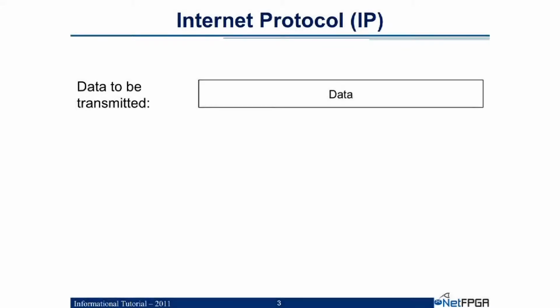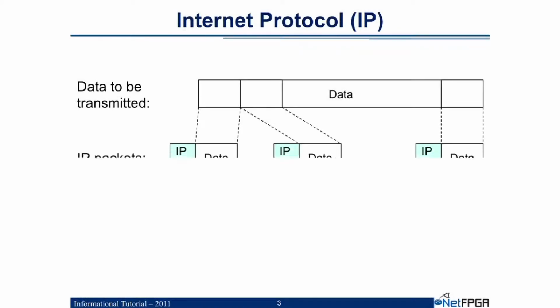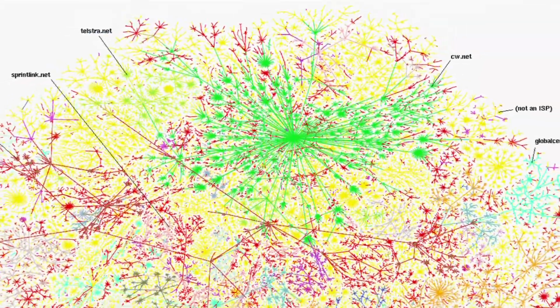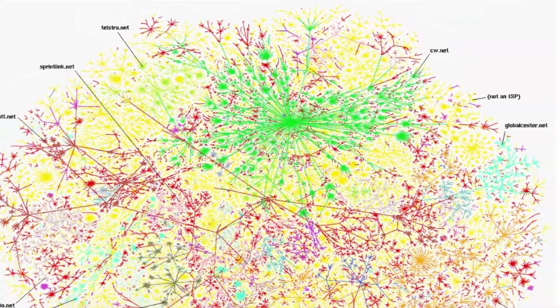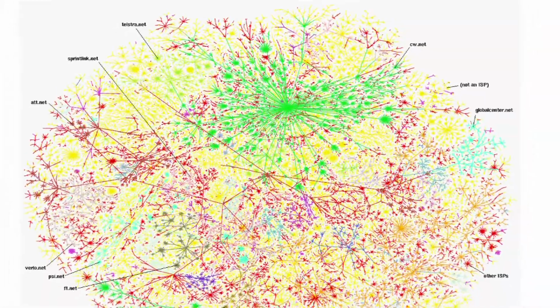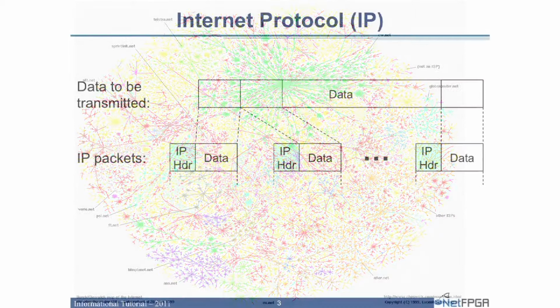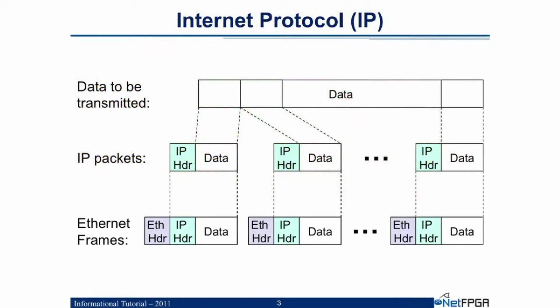IP transmits data in discrete packets. A message to be transmitted between two computers is subdivided and placed inside one or more packets. Each packet contains an IP header and the data being transmitted. The Internet itself interconnects many different networks, which use different underlying networking technologies, such as Ethernet. IP packets themselves are carried within the payload of packets in the underlying network.